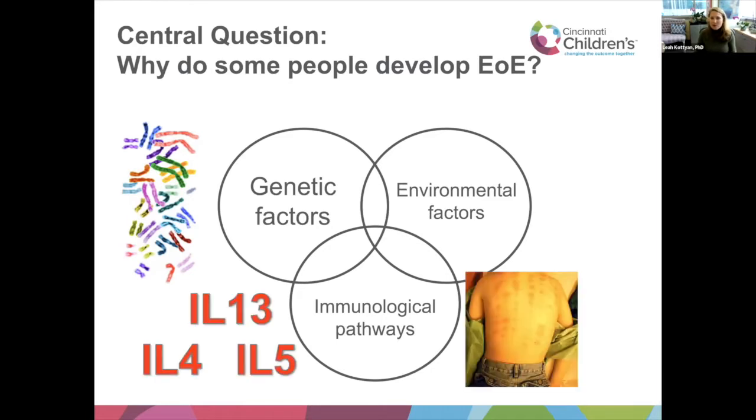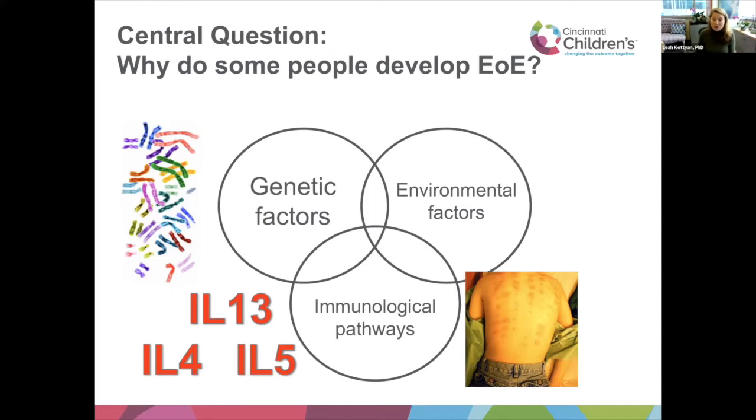We also know that there's some immunological pathways that can contribute to the disease. In this picture, I'm showing the skin prick testing of a child with eosinophilic esophagitis. And as you can see, there are these red flares where the child has responded to many, many antigens, meaning allergens that they tested on the back of the child. And many patients with eosinophilic esophagitis have many sensitivities to environmental exposures like pollen, dust mites, and to foods.